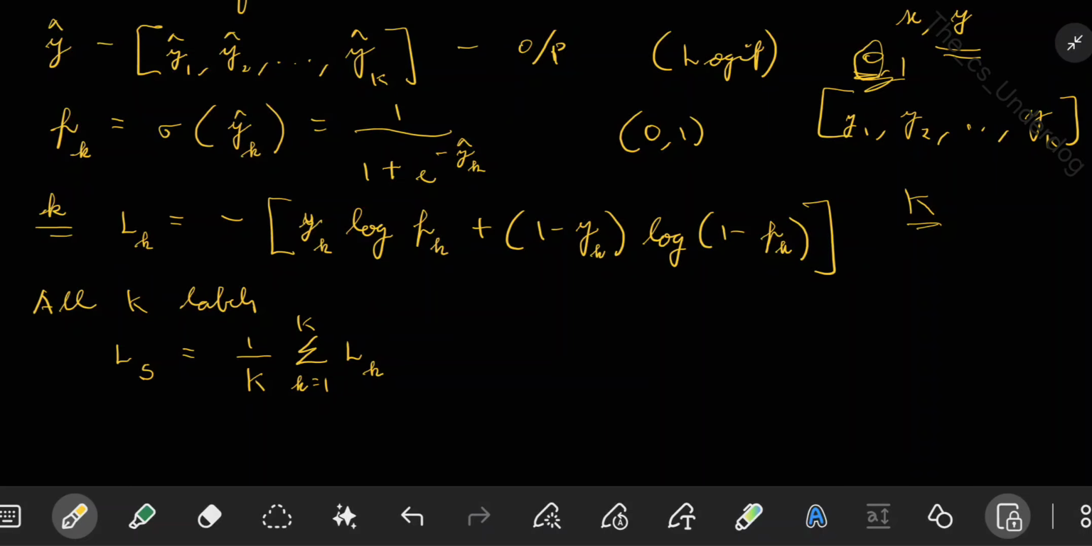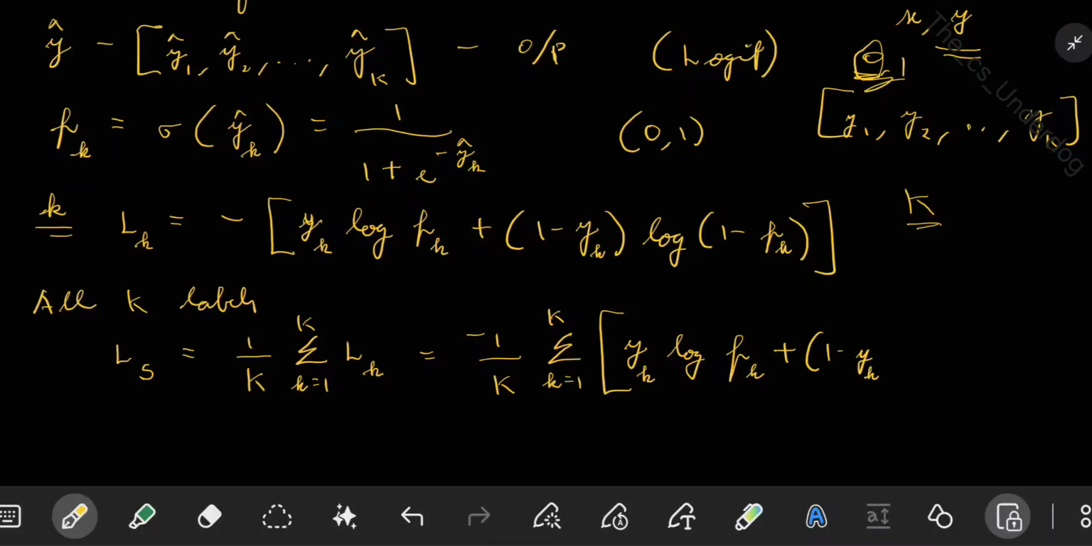So what are we going to do? That LK we are going to substitute. Then this will be minus 1 by k sigma k is equal to 1 to k. Then I'm just copying this here: yk log pk plus 1 minus yk log 1 minus pk. So this is what you will have as the loss function considering binary cross entropy separately for each label. Then you average all those, then you get this loss function.